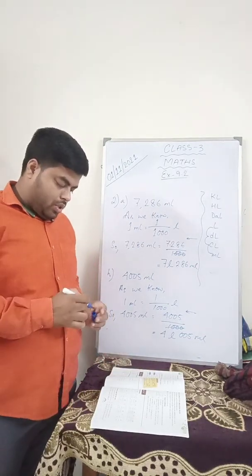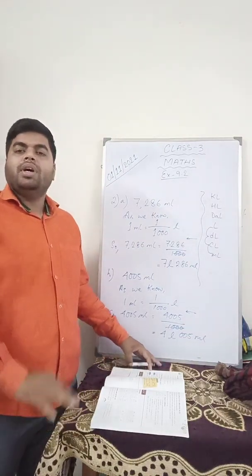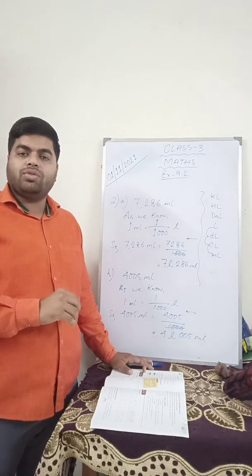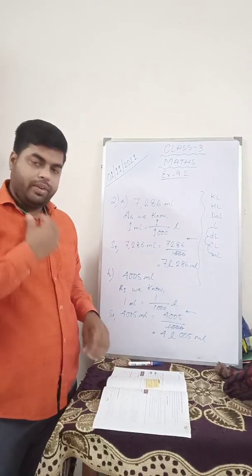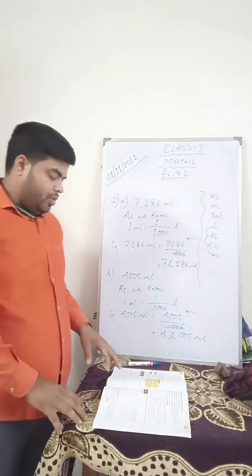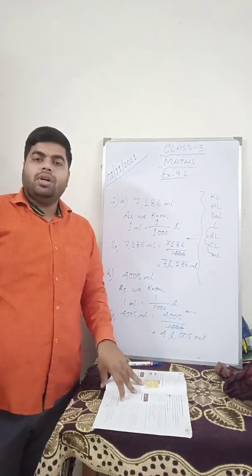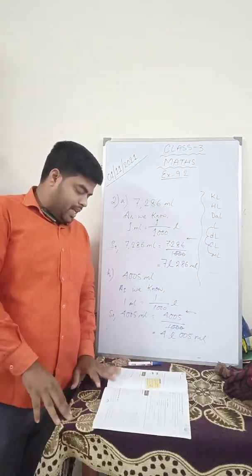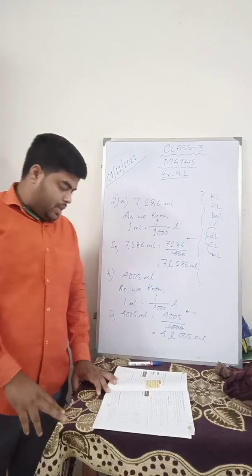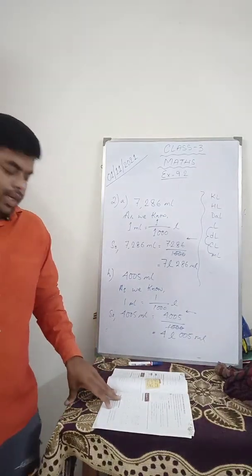So I hope you have understood this, children. This is very simple. The rules are the same as you have done in the previous 2 chapters. So please do it carefully. If you cannot understand, watch the videos properly, and after that also if you don't understand, you can ask me during the online classes. So for today up to this much, complete this exercise 9.2 in the copy, and in the next class we will start with exercise 9.3.